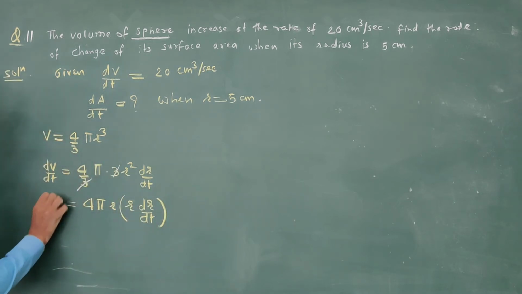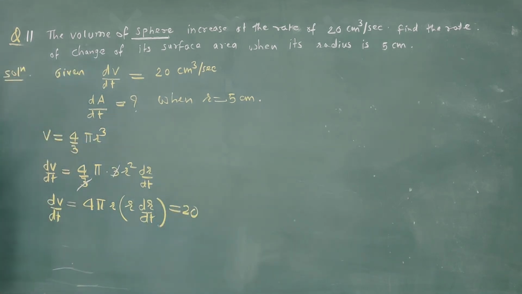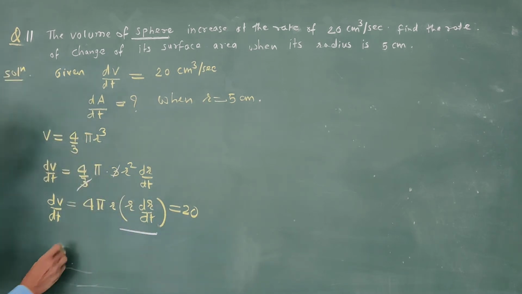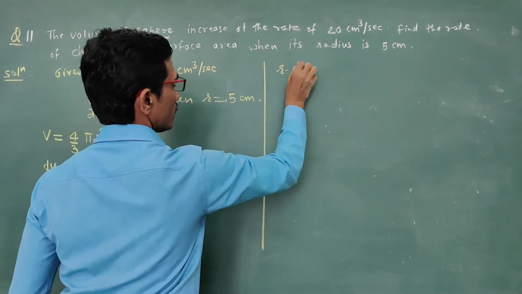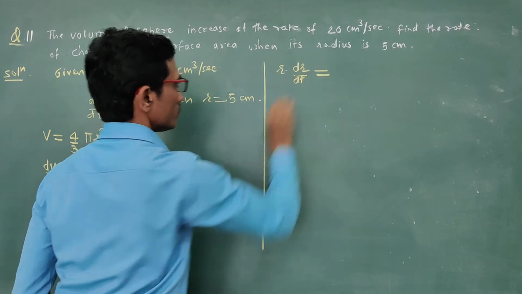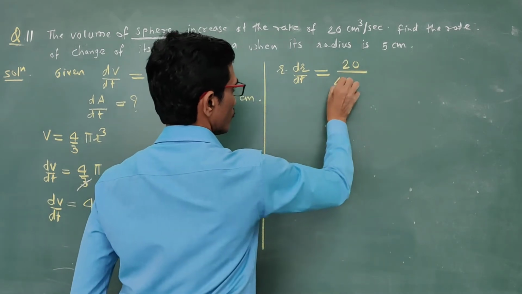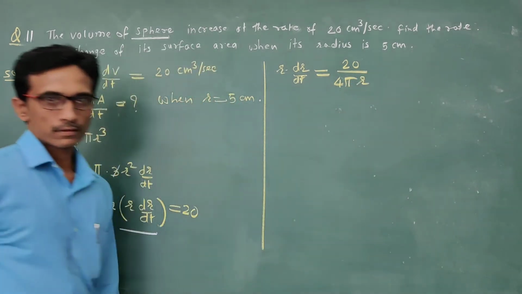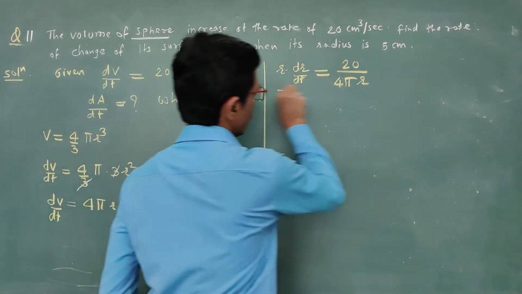Now this dV by dt is given. It is 20, so we will write 20. Therefore we find only this r square into dr by dt. So r square into dr by dt is equal to 20 upon 4 pi. This is what r square into dr by dt is.